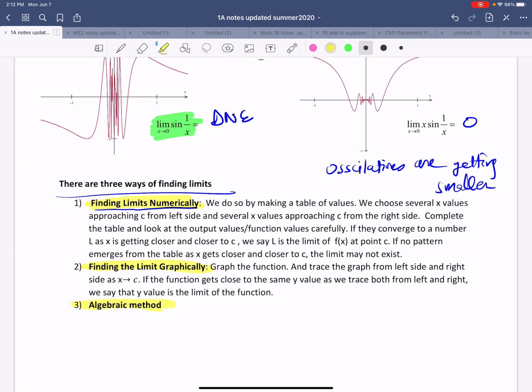In the next video, we'll talk about how to evaluate the limits numerically, another video on the graphical method, and we'll make another video on the algebraic method. That's all in this video.